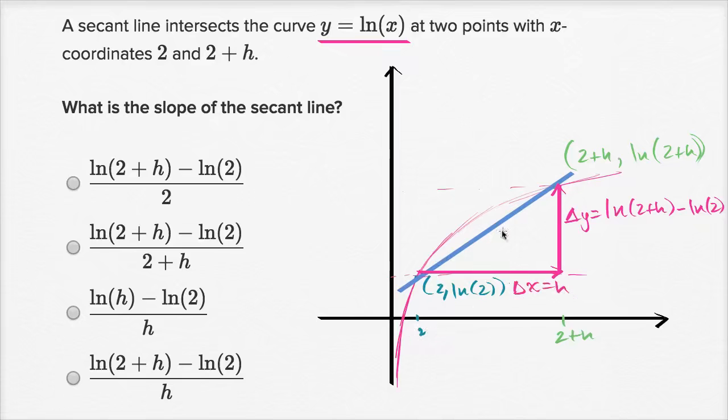So the slope of the secant line, it intersects our graph in 2 points, is going to be change in y over change in x, which is once again exactly what we have over there.